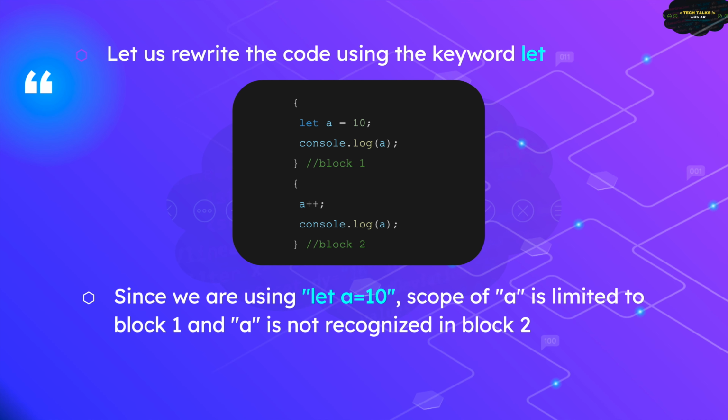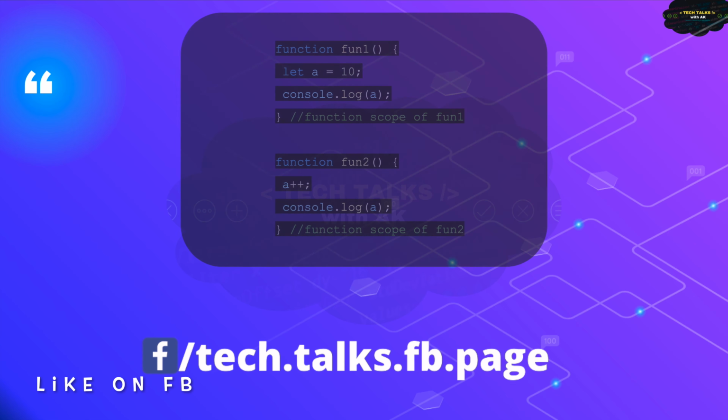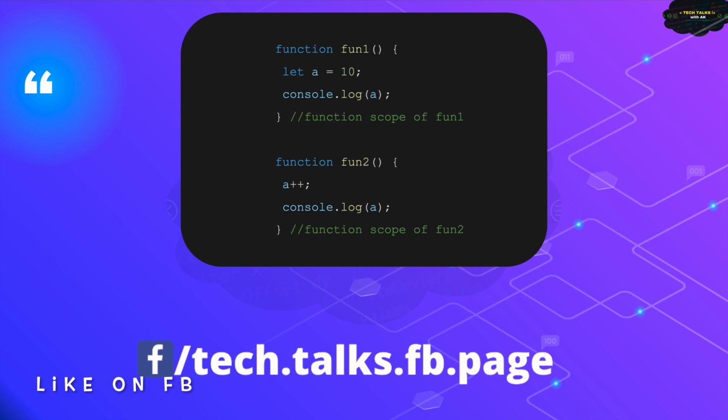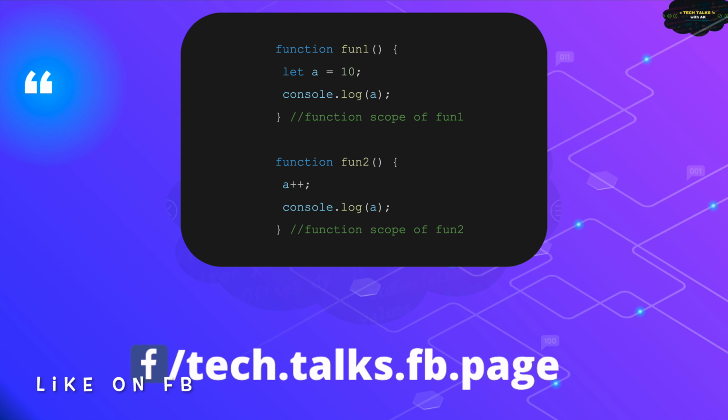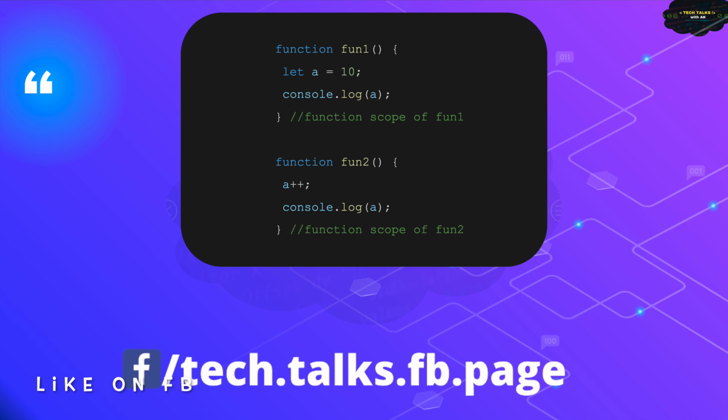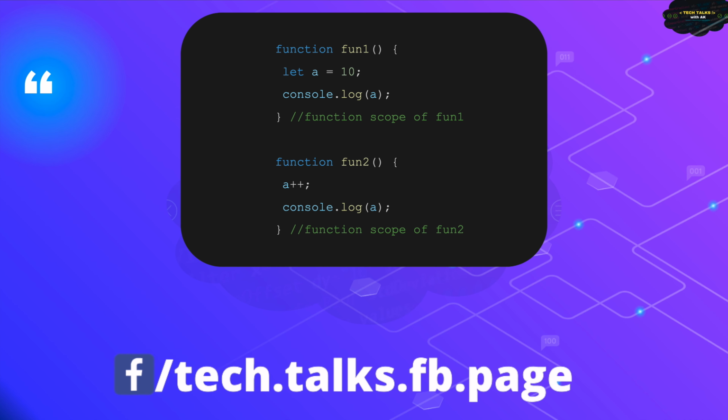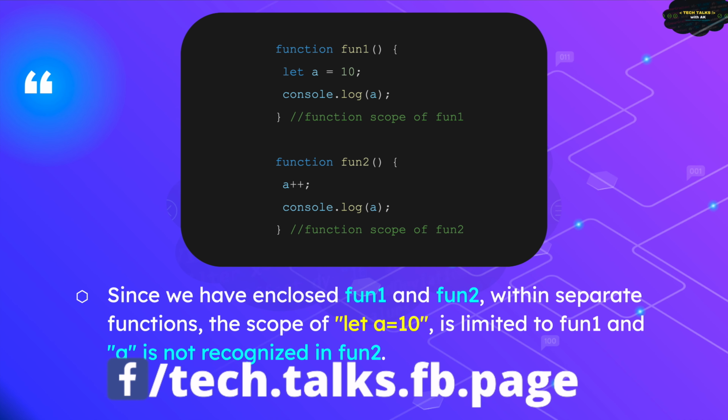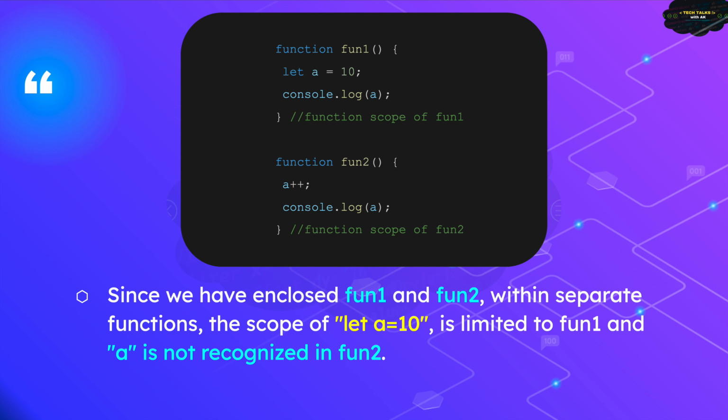Let's look at another example of let. Here we have enclosed block 1 and block 2 in function 1 and function 2, or fun1 and fun2. Since we have enclosed them within separate functions, the scope of let a is equal to 10 is limited to fun1 and a is not recognized in fun2, because fun1 is now acting as a block.